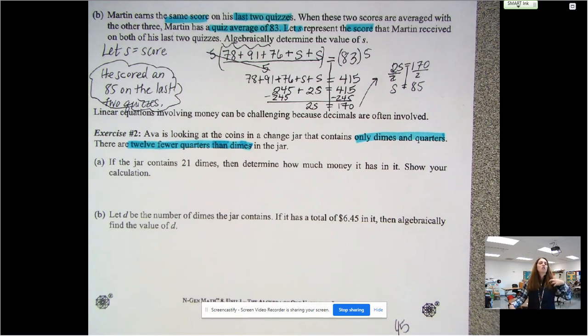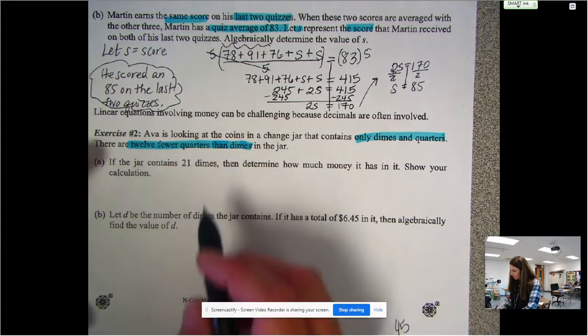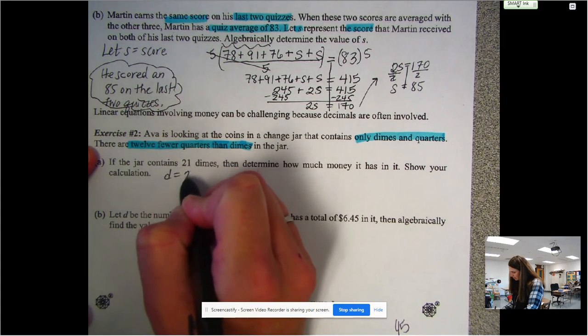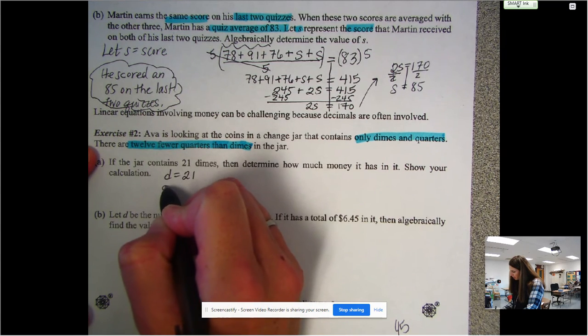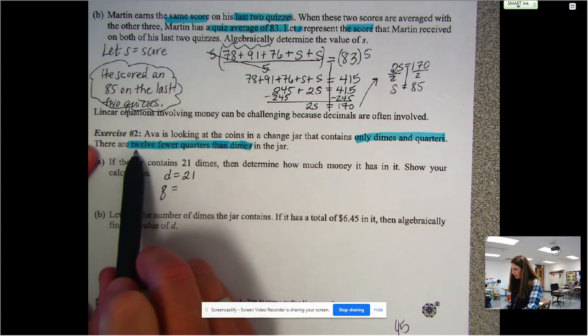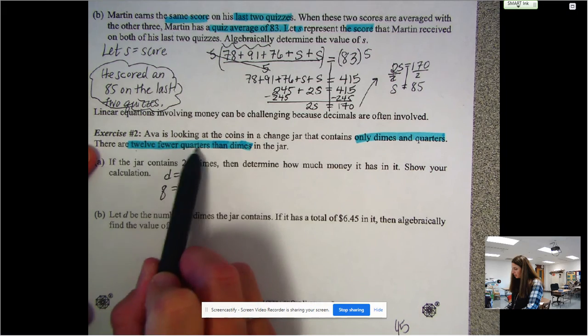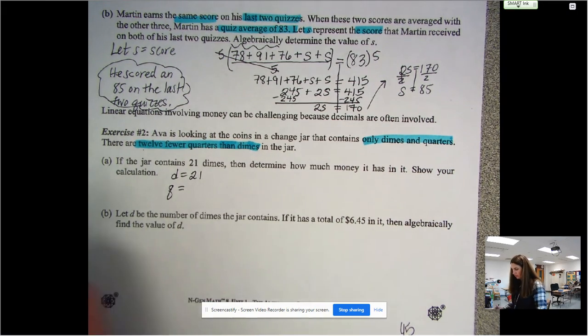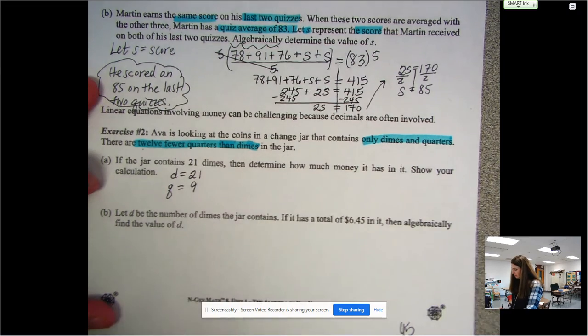This is like the part of the problem where we're using an example to start to really say, okay, what is this even asking me about? So if the jar contains 21 dimes, then we need to figure out how many quarters there are. It says right here, there are 12 fewer quarters than dimes. So 21 minus 12, we would have 9 quarters.